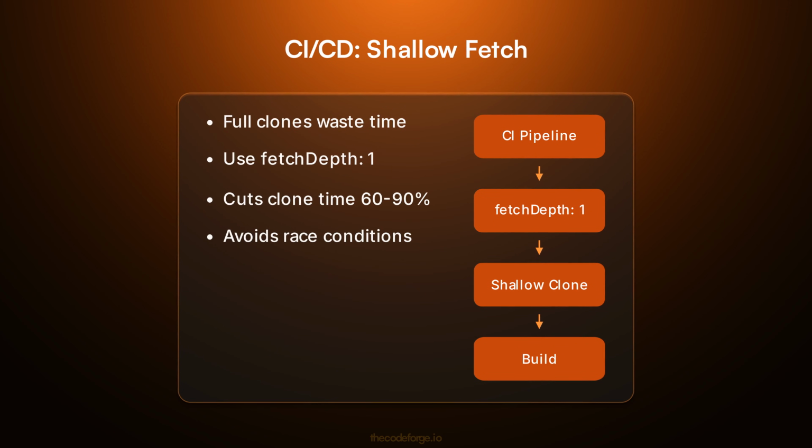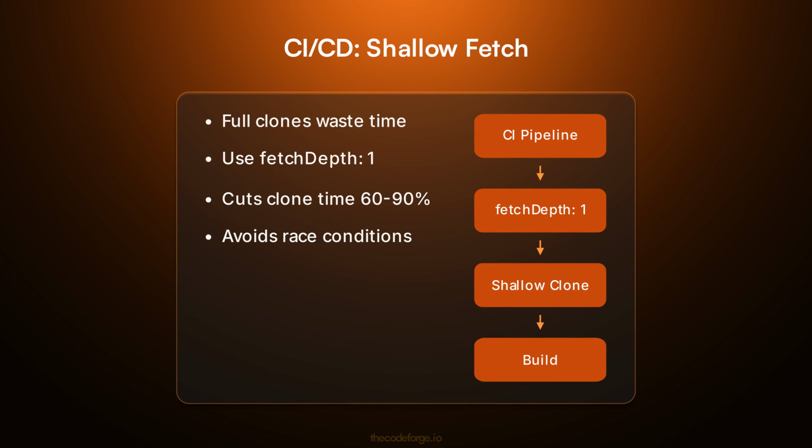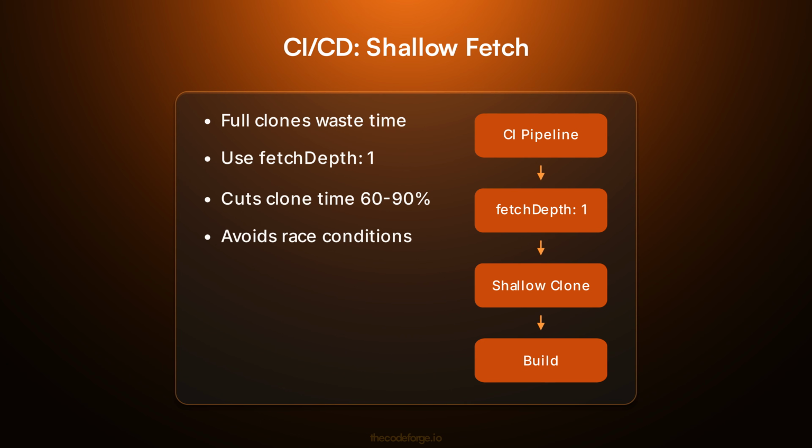In CI/CD pipelines, full clones are a rookie mistake. Set fetch depth to 1 to grab only the latest commit. This cuts clone time by 60–90% and reduces disk pressure. Only deepen when tools require it.